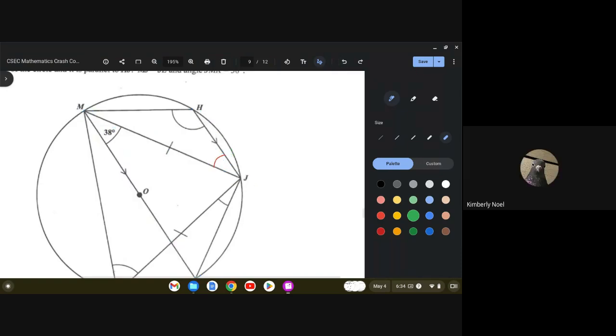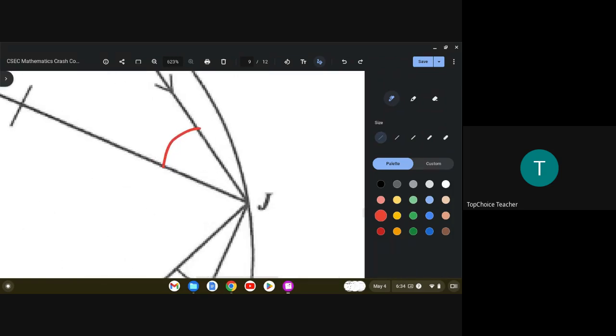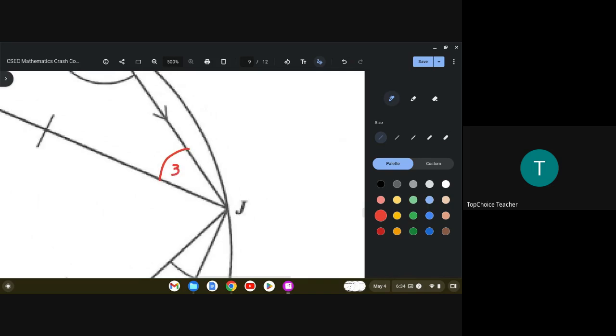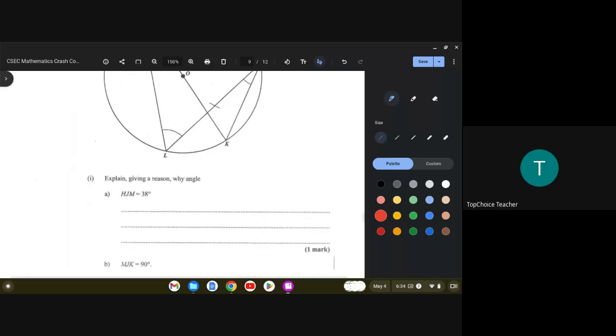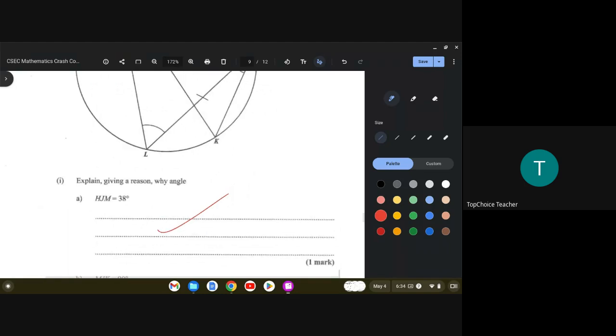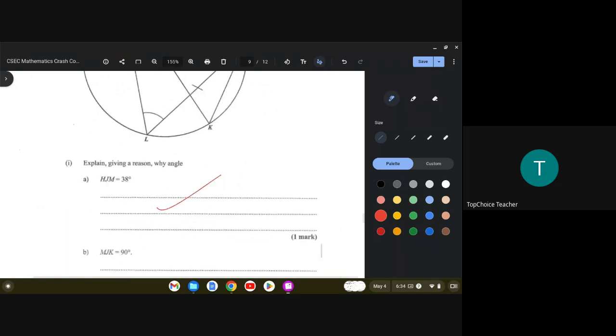That one is easy, right? That is 1 mark. So I'm going to write 38 degrees inside the diagram somewhere. I don't want to make the diagram too untidy, but I believe you all should understand. Because of the interest of time, I want us to just explain the question.